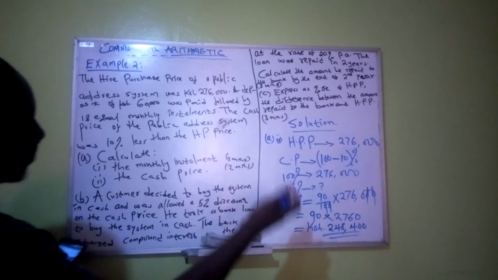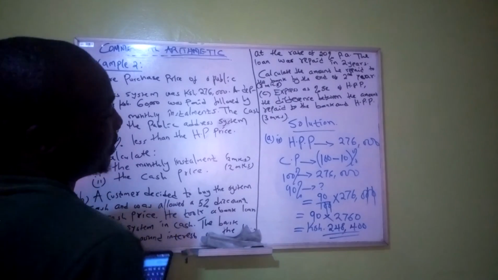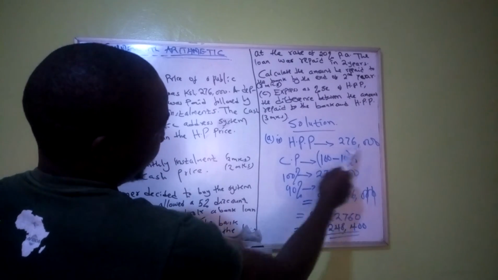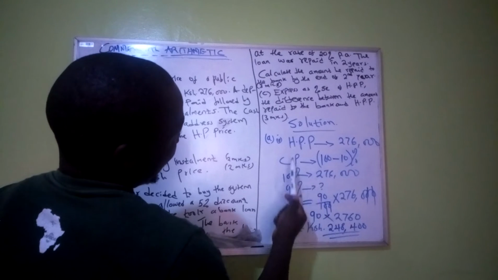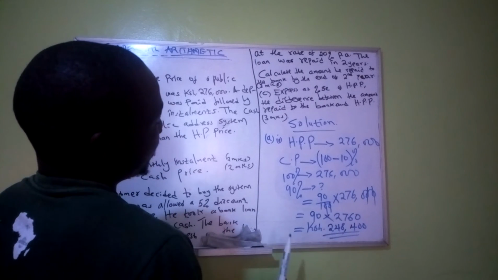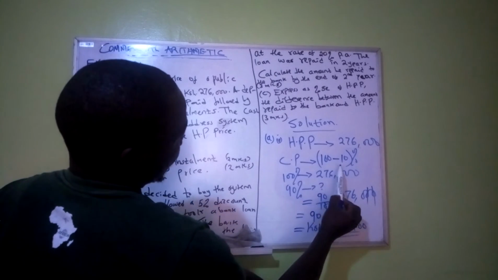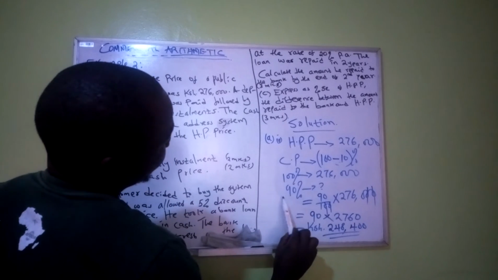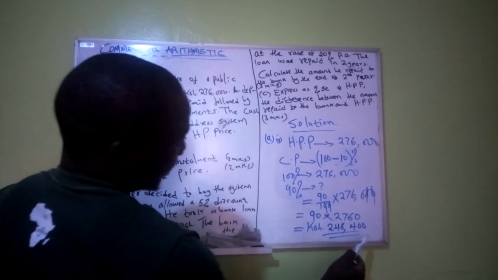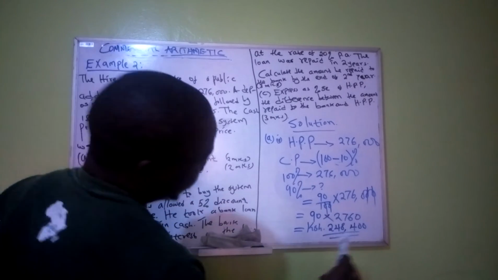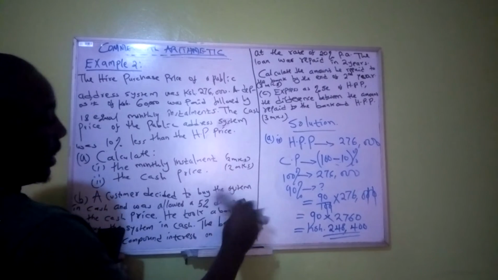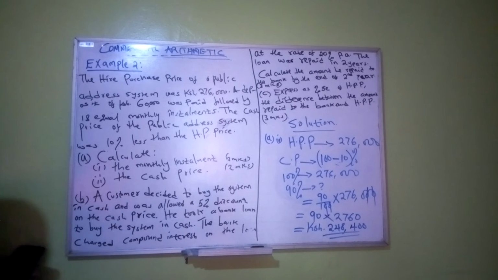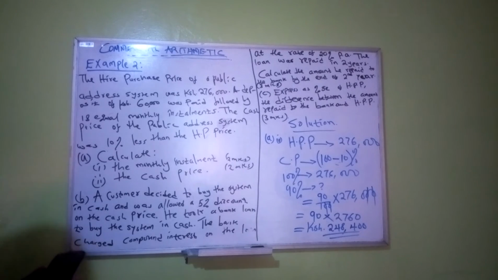This is now the cash price. The cash price is 10% less than the hire purchase price. If hire purchase price is 100%, then 10% less from 100 gives 90%. For 90%, we look for the value which represents 90, and we get 248,400, which is the cash price. We are headed to B now. Let's go to part B.